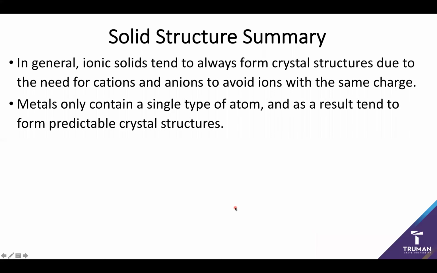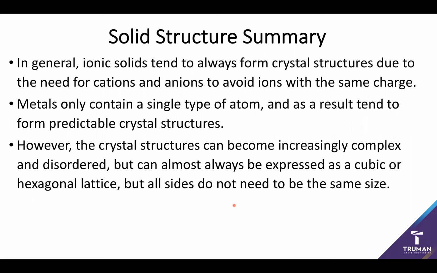On the other end, metals contain only a single type of atom. And as a result, they also tend to form fairly predictable crystal structures, at least in their most ordered state. And this brings up an important point, that these crystal structures can become increasingly complex. However, scientists have had a lot of time to try and figure out ways to express most of these crystal structures as some sort of complicated cubic or hexagonal lattice.